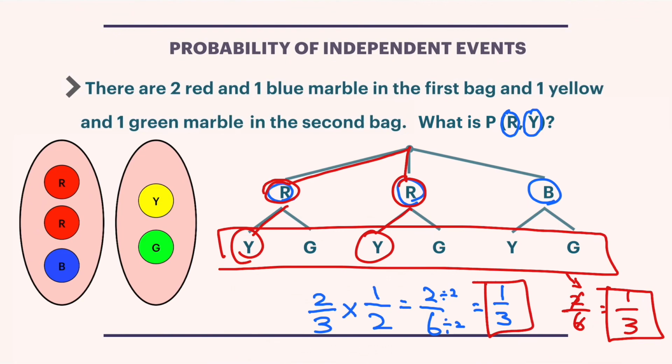In summary, if you have multiple independent events, you can calculate the probability by multiplying the probability of getting what we want from the first event by the probability of what we want from the next event.